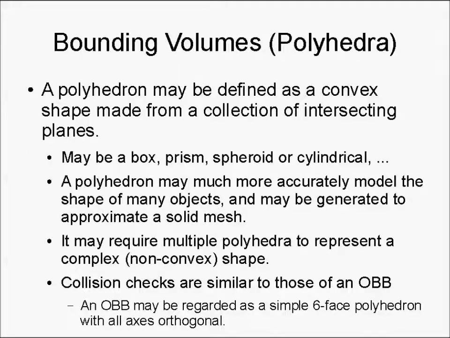Bounding volumes: polyhedra. A polyhedron may be defined as a convex shape made from a collection of intersecting planes. It may be a box, prism, spheroid or cylindrical. A polyhedron may much more accurately model the shape of many objects, and may be generated to approximate a solid mesh. It may require multiple polyhedra to represent a complex non-convex shape. Collision checks are similar to those of an OBB. An OBB may be regarded as a simple six-face polyhedron with all axes orthogonal.